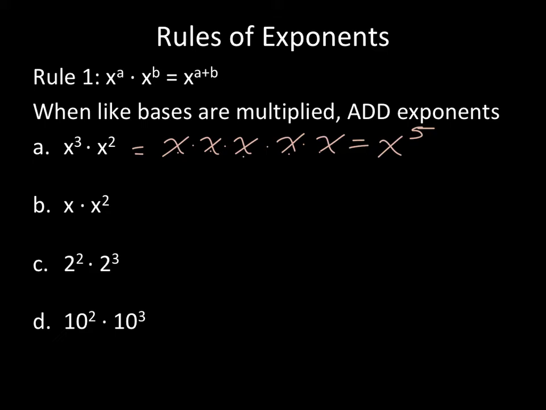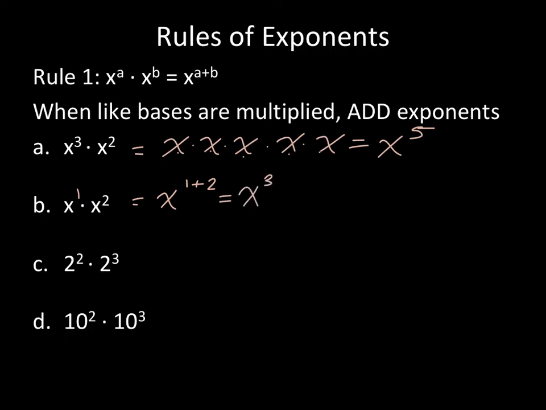But now that we know the rule, we're just going to use the rule instead of expanding and then counting. So here we have x times x squared. Keep in mind that whenever you have a variable or a number and there's no exponent, it's understood that the exponent is just 1, right? So I can just say this is x raised to 1 plus 2, which is x raised to 3.